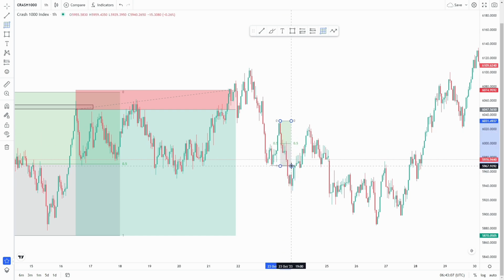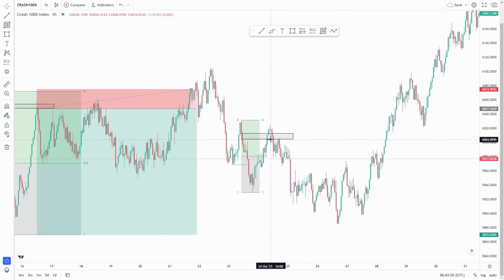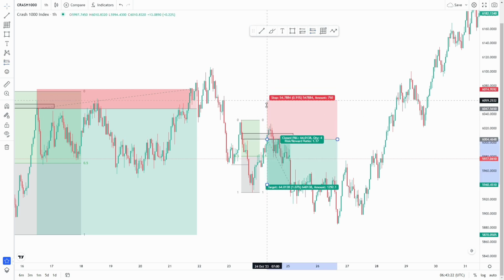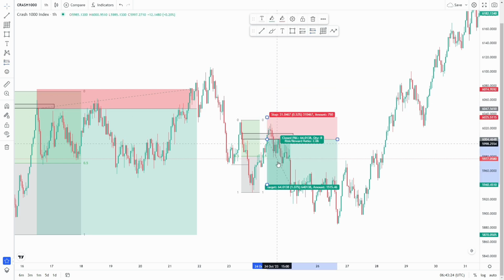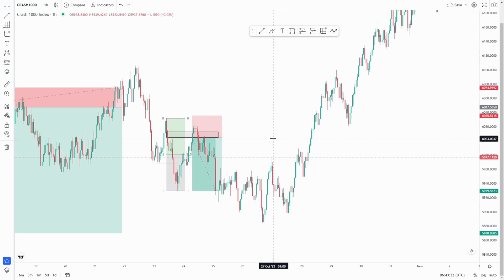Start measuring. There we go. We tapped our 50%. Where's the fair value gap closest to the high? It's going to be that one there. Going to get into my trade there. Stop loss above the high. Target the next level of liquidity, 2.4 risk to reward trade. And it goes on and on like this.